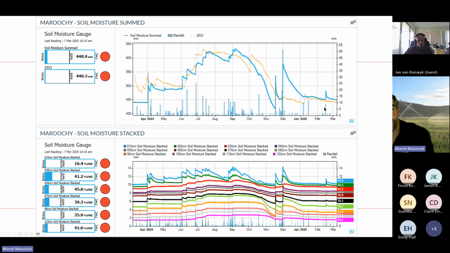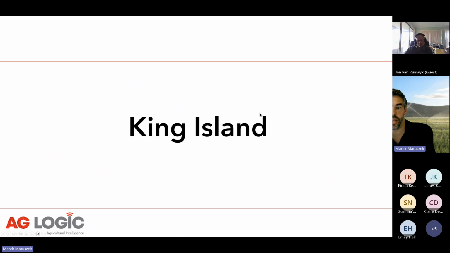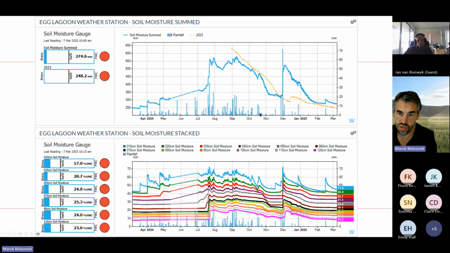And then if we go to Marucci, which is more central in the island, a heavier soil type, we can see that they had a couple of rains that didn't do too much there, but tracking fairly similarly. And they had another rain, but I'll come back to this in a minute to explain how we want to look at what our autumn break actually looks like. And if we go over to King, fairly similar story.